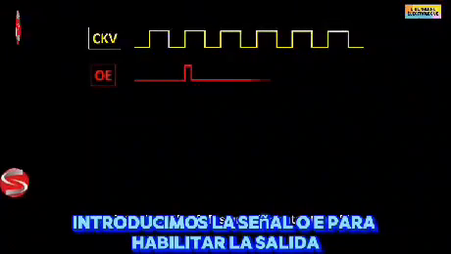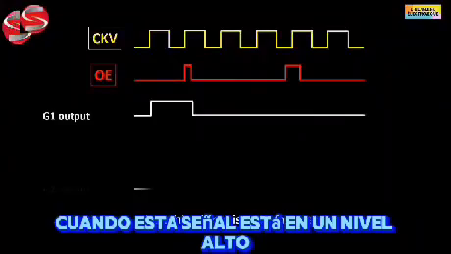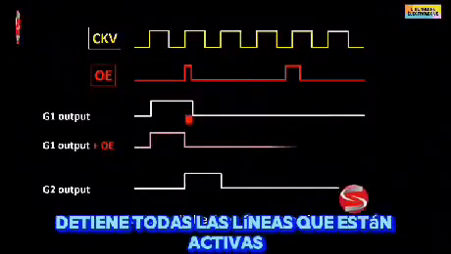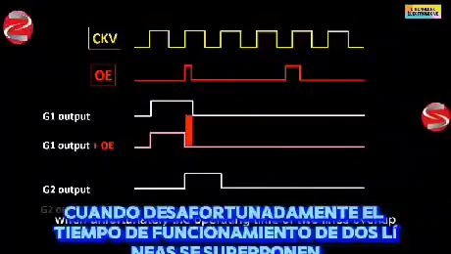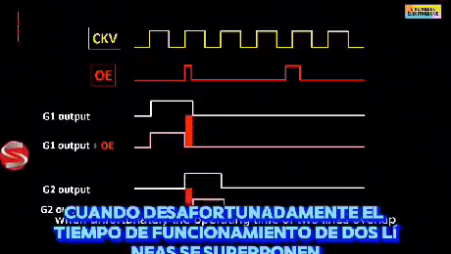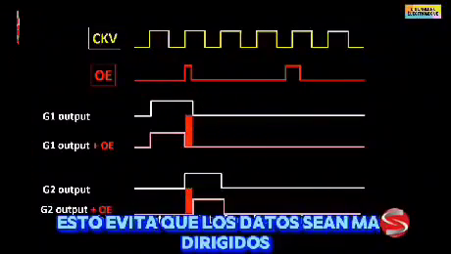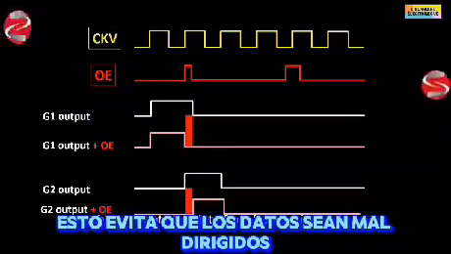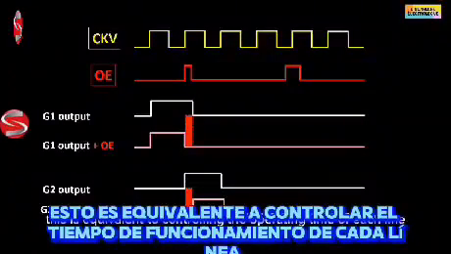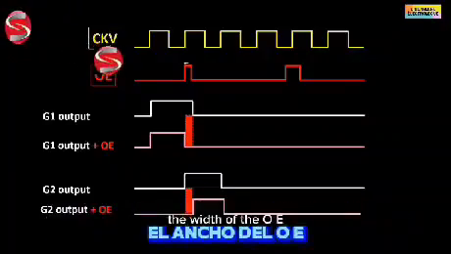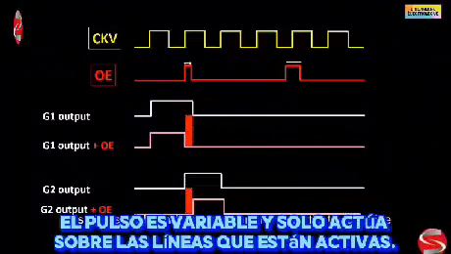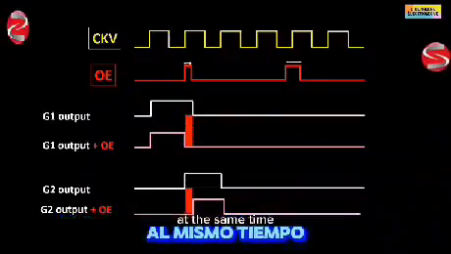To correct this crosstalk problem, we introduced the OE signal for output enable. When this signal is at high level, it stops all the lines that are active. When unfortunately the operating time of two lines overlap, OE allows to block this zone. This prevents the data from being misdirected. This is equivalent to controlling the operating time of each line. The width of the OE pulse is variable and only acts on the lines that are active at the same time.